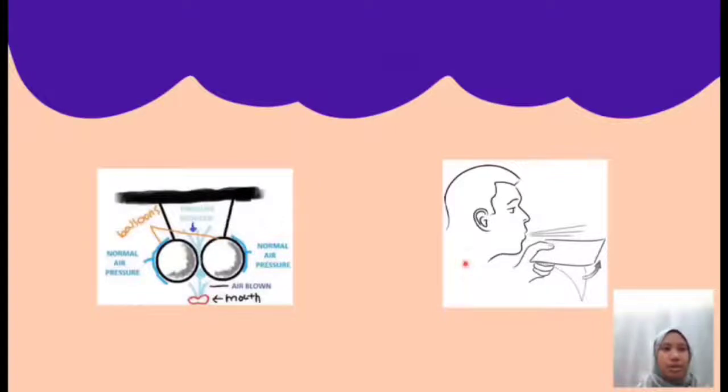And the second one is when we blow above the paper, the paper will go up because the pressure below the paper is higher than the pressure above the paper due to the high velocity.